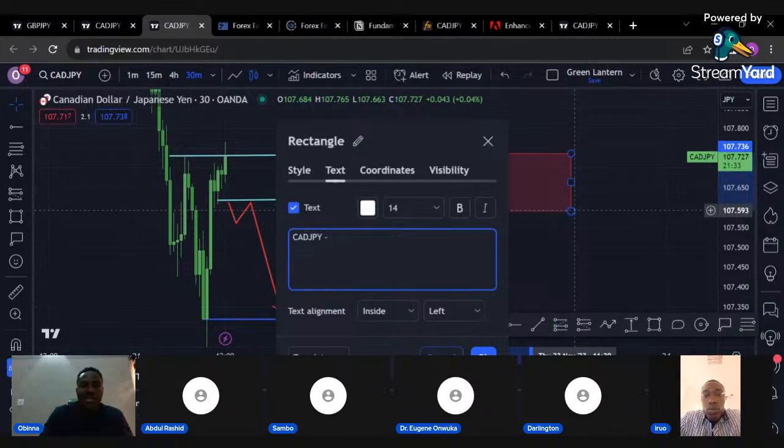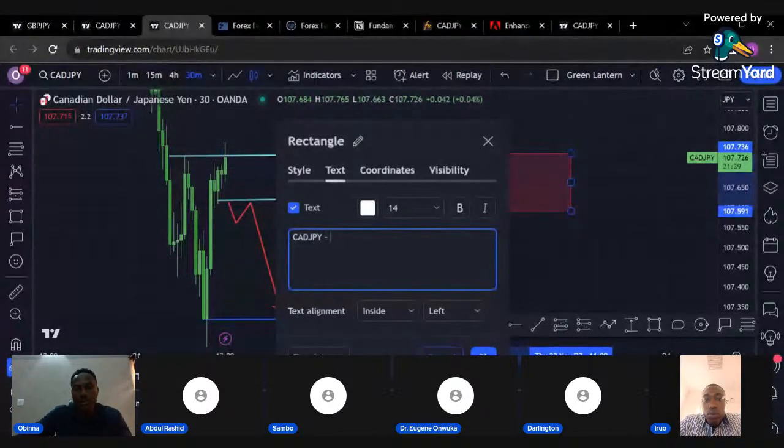If you're not saying anything, you can mute your device. There's someone whose device is unmuted and it's echoing badly.